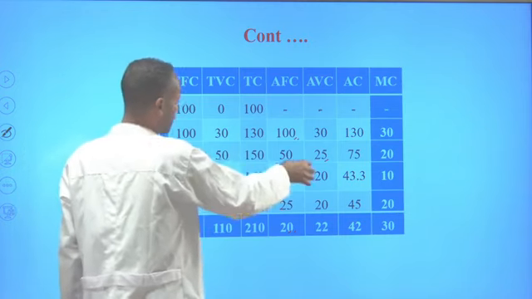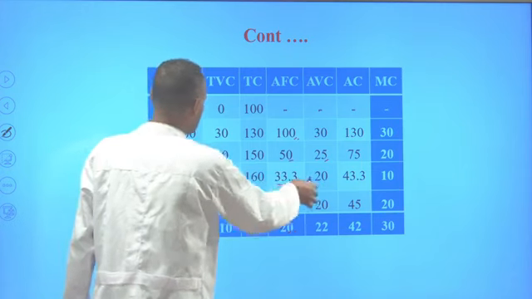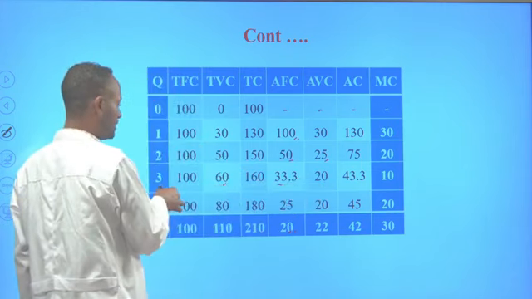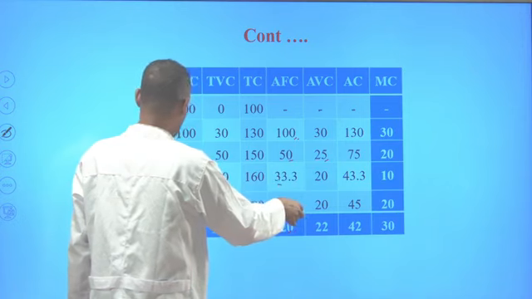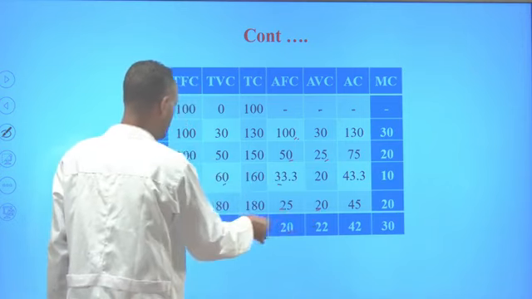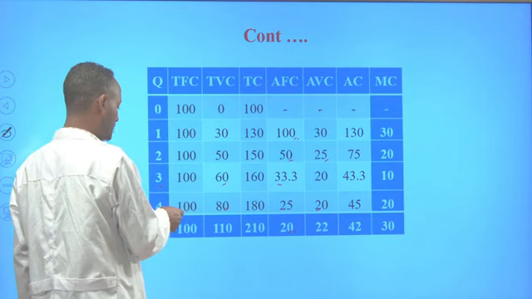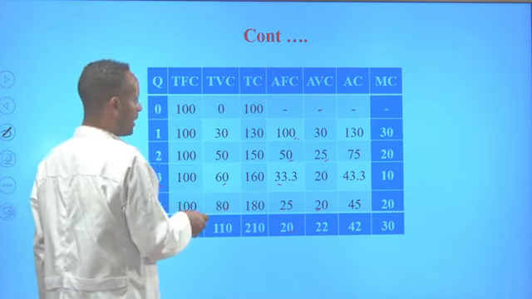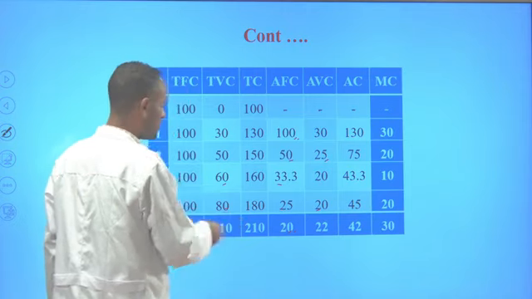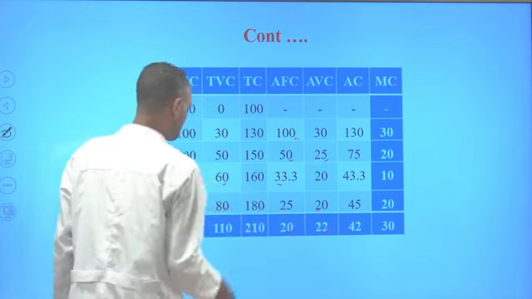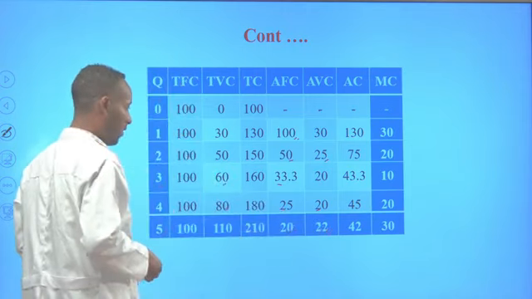The average variable cost of producing 3 units is 20. It is calculated by dividing 60 by 3. The average variable cost of producing 4 units is 20 again. It is calculated by dividing 80 by 4. And finally, the average variable cost of producing 5 units is 22. It is calculated by dividing 110 by 5.